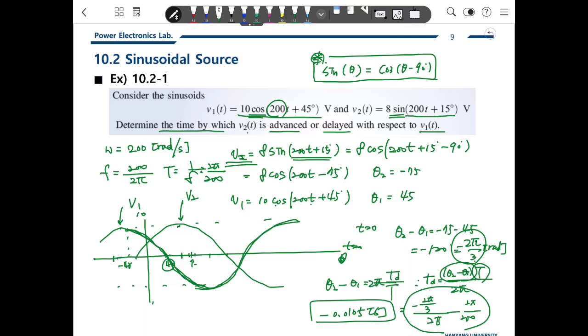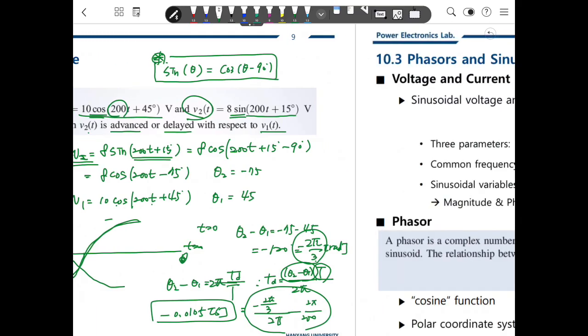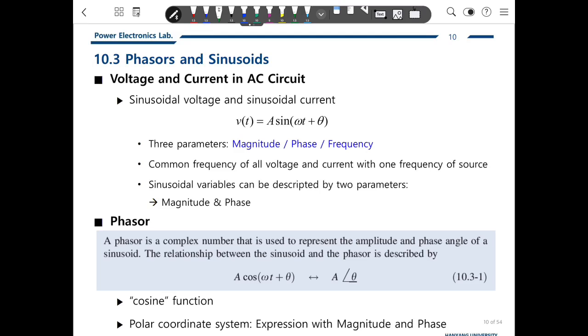But as you see, the voltage and current values in the time domain are very complicated. What is advanced? What is delayed? No, this is very complicated. So I want to introduce a new concept, a new idea of the phasors. If we deal with the sinusoidal function in the time domain, the result is very complicated. So we cannot catch a point, very difficult.